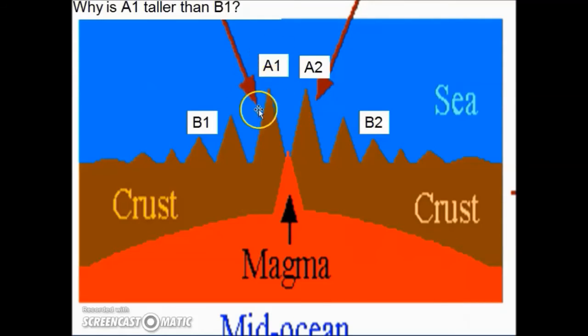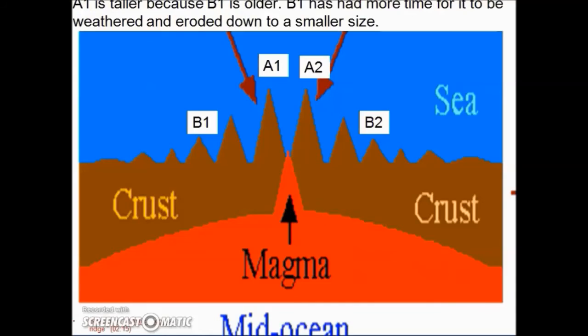Take a look at A1 versus B1. You notice that A1 is much taller than B1. Why is A1 taller than B1? The reason is that B1 is older. Since it's older, it's been under the water, exposed to weathering and erosion for a much, much longer time than rock A1. So it's going to be shorter, more worn away, and not as sharp and pointy. So you can see even over time it's getting shorter and smaller. Also, these peaks are getting more rounded and more smooth.